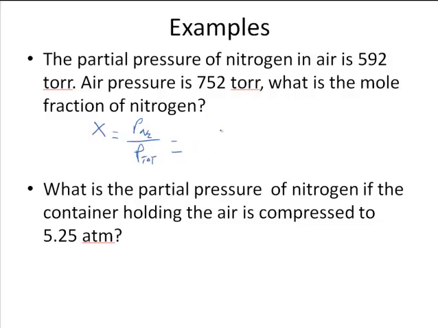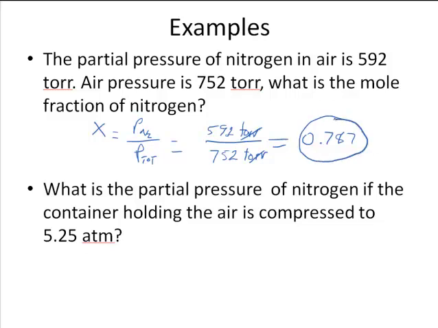So let's take the pressure of nitrogen, which happens to be 592 torr, and put that over the pressure of air, which is the total pressure, 752 torr. And you can see our units cancel, right? So therefore, mole fraction has no units. And so when I work that problem out, I get 0.787. Now that's the mole fraction. And that's going to be useful when we solve the next problem.